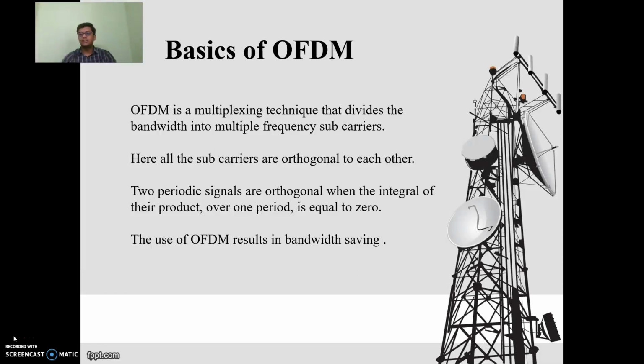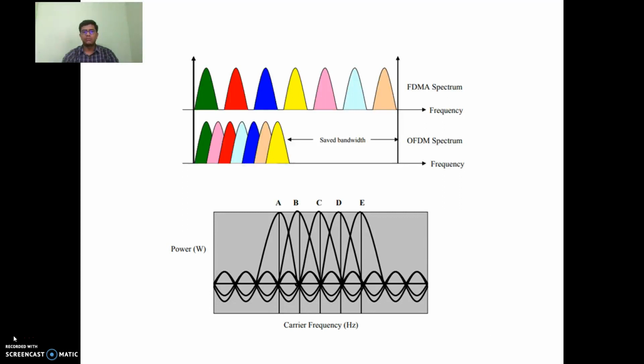As a result, subcarriers are closely packed to each other, increasing efficiency. Two periodic signals are orthogonal to each other when the integral of the product over one period is equal to 0, which means that if two sinc functions are multiplied in the frequency domain, the result is 0. The main advantage of using OFDM is the conservation of bandwidth. As you can see, a lot of bandwidth is conserved by using OFDM rather than using FDM.